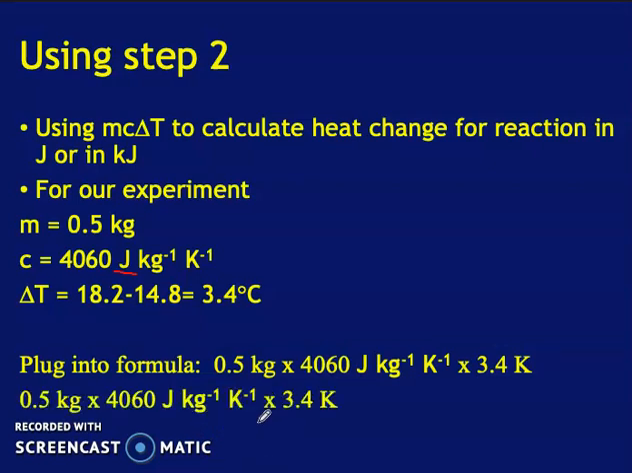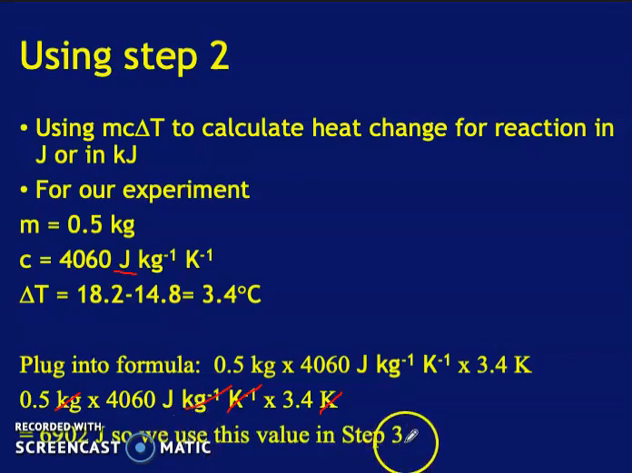So this is what you should have gotten, 0.5 kg by 4060 by 3.14. So just to show you how you get joules, Kelvin to the -1 cancels Kelvin, kilograms cancels kilogram to the -1, so the answer you're going to get is going to be in joules. And when we calculate that, 6902, and we're going to use this in step 3.